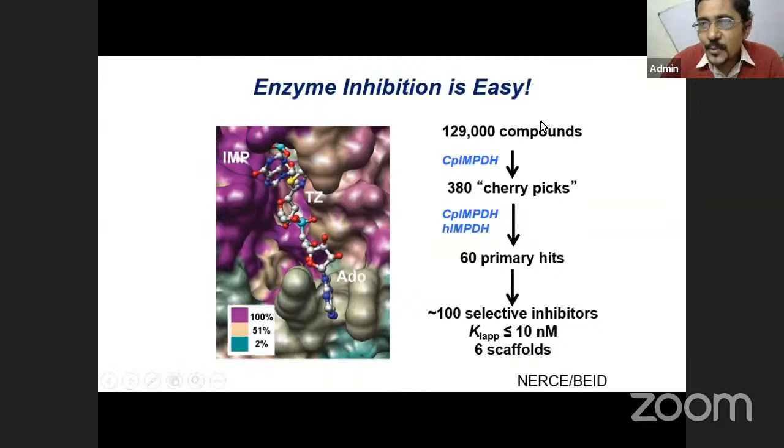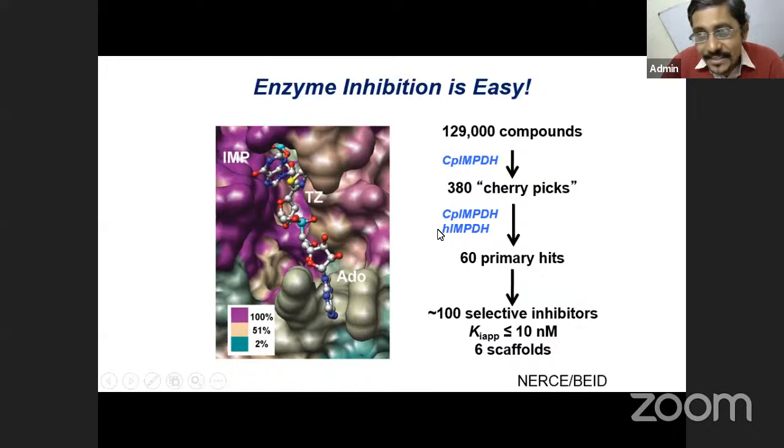And these compounds were screened through high throughput screening. I'm not talking about high throughput screening. And from there, we could come up with compounds which are very selective against Cryptosporidium parvum IMPDH. See, I said that IMPDH is present in human beings as well. So you want to make a molecule which should act more towards the Cryptosporidium, less towards the human.